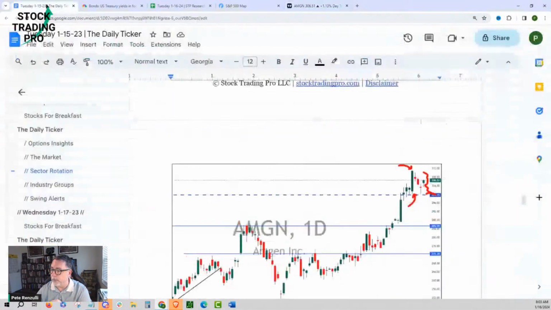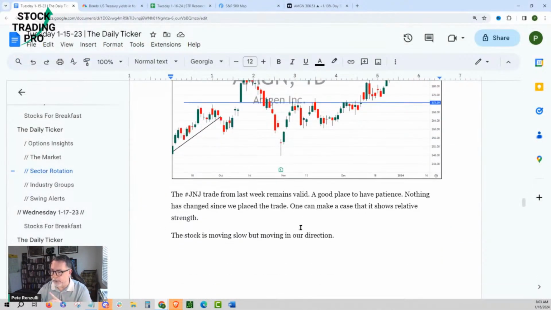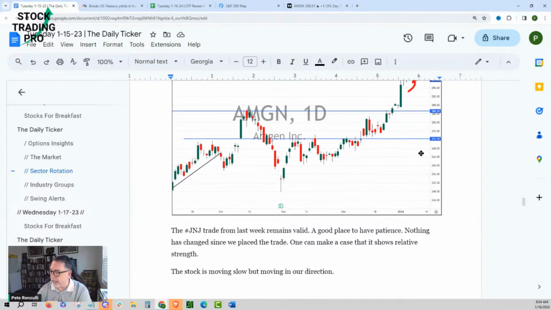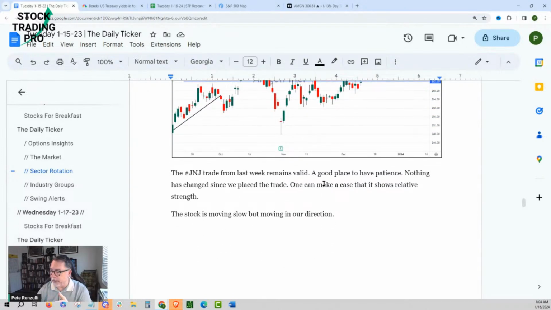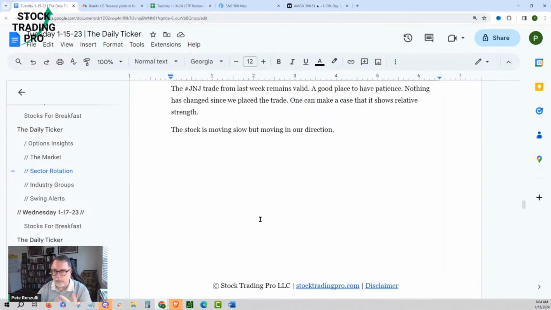I'm just going to go through what I'm looking at in the rest of the market for the week. So that was the breakdown in Amgen. J&J trade from last week remains valid. Nothing has changed. Good place to have patience. One can make a case that it shows relative strength. So if the market was pulling back and going sideways and this one's bouncing a little bit, it's looking okay. Not flying, but moving in our direction, moving slowly.